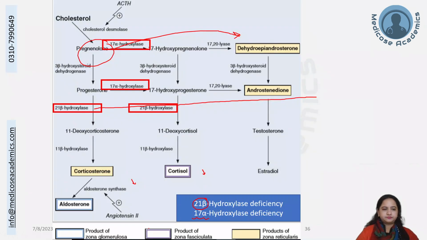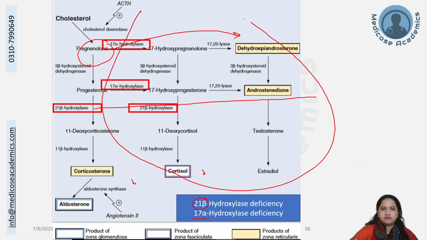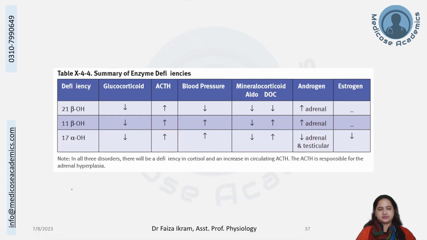In comparison, if the patient is suffering from 17 alpha hydroxylase deficiency, all this will be blocked. There will be no production of androgens, no production of cortisol, but excess production of aldosterone. Symptoms will be similar to that of the mineralocorticoid excess. This is the summary of the deficiency of hormones and the rest of the symptoms.